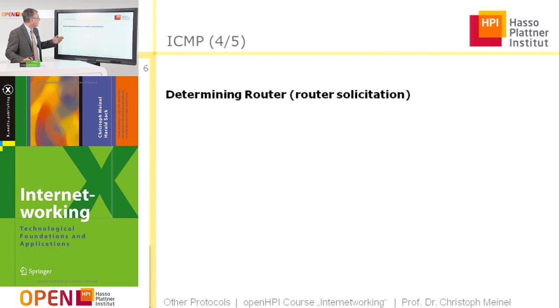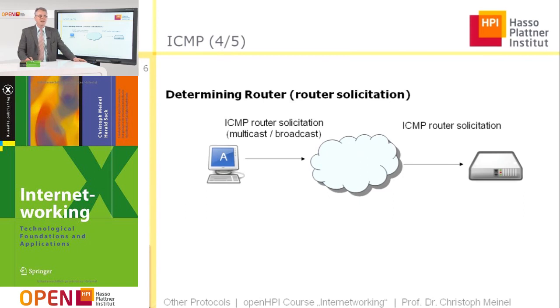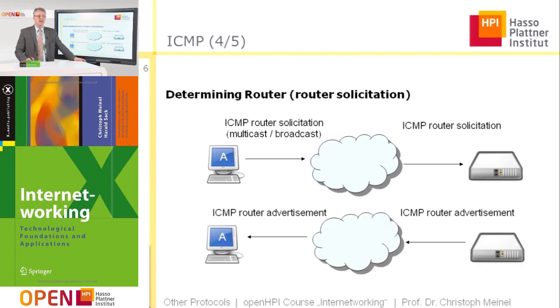Another example of an ICMP message here is to determine a router. This is a so-called router solicitation. It is requested by a message which is sent as a broadcast or multicast over the Internet, and then the router answers with a router advertisement explaining its address and giving host A the possibility to interact with the router.